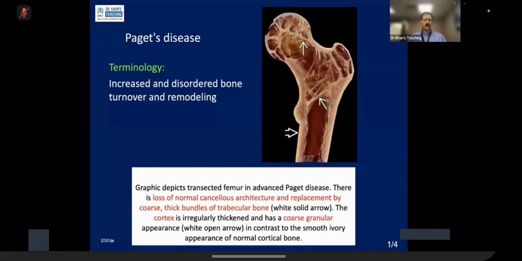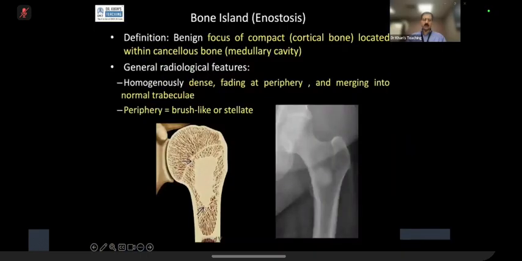I showed you, I think, 1 or 2 sessions ago, many cases of hyperparathyroidism. I can show you 10, 15 cases of Paget's, but that's not my aim today. But I am showing you the early type of Paget's. This picture from StatDx tells you everything, what happens. So, loss of normal cancellous architecture. So the cancellous bone is inside. You remember the previous picture. This is the cancellous bone.